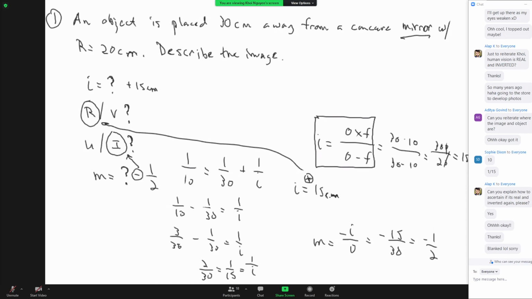No worries. Totally understandable. So let's change this a little bit. Instead of having a concave mirror, we're going to get a concave lens. Instead of giving you the radius of curvature, I'm just going to give you that the focal length is 10. I want you to describe to me this new image. So we'll change this. This is now problem 2. We have an object that's placed 30 centimeters away from a concave lens with a focal length of 10 centimeters. Describe the image.